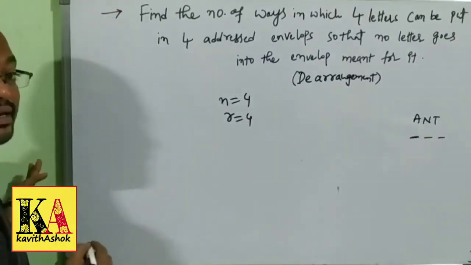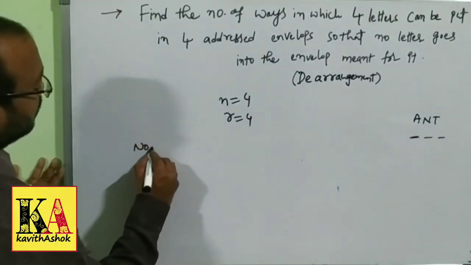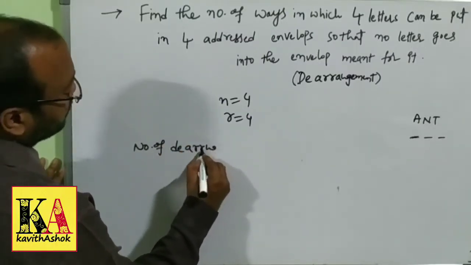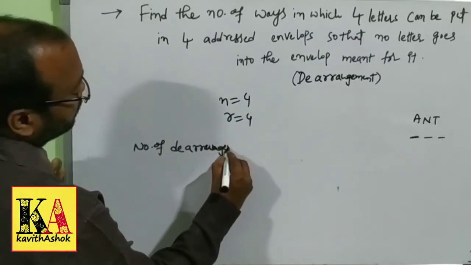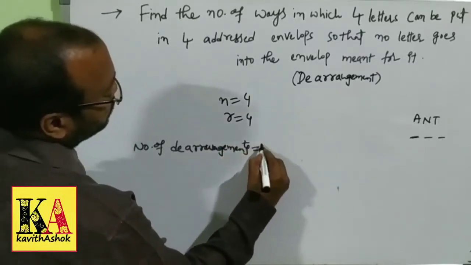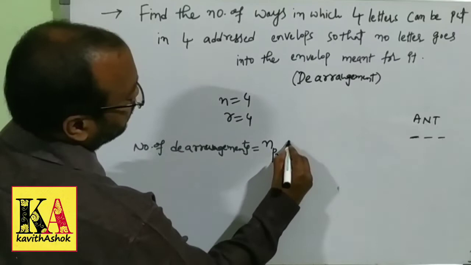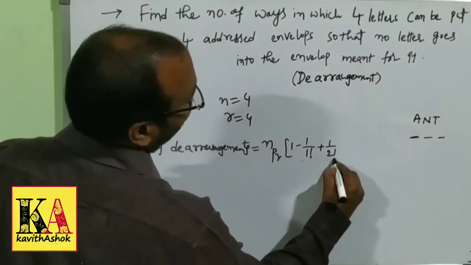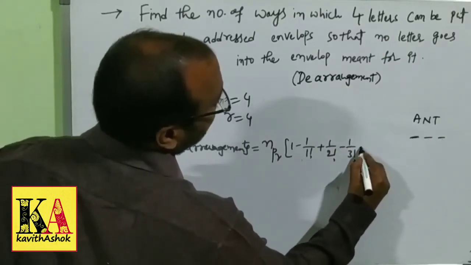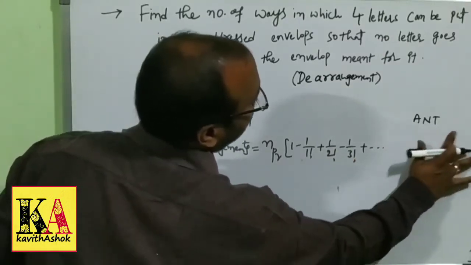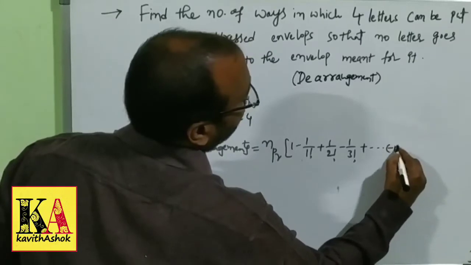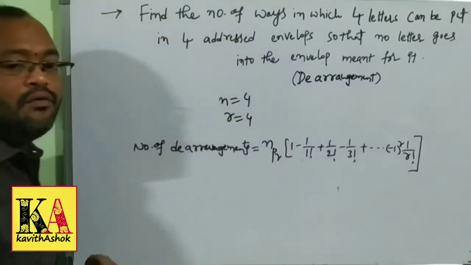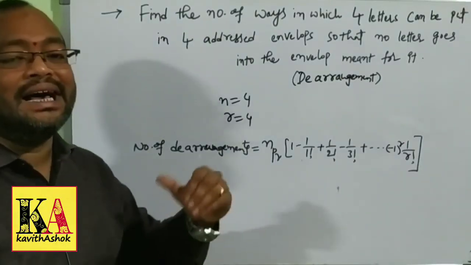First we will write the formula. The number of derangements is equal to nPr into 1 minus 1 by 1 factorial plus 1 by 2 factorial minus 1 by 3 factorial plus and so on, minus 1 to the power of r, 1 by r factorial. By using this formula, we can find the number of derangements.